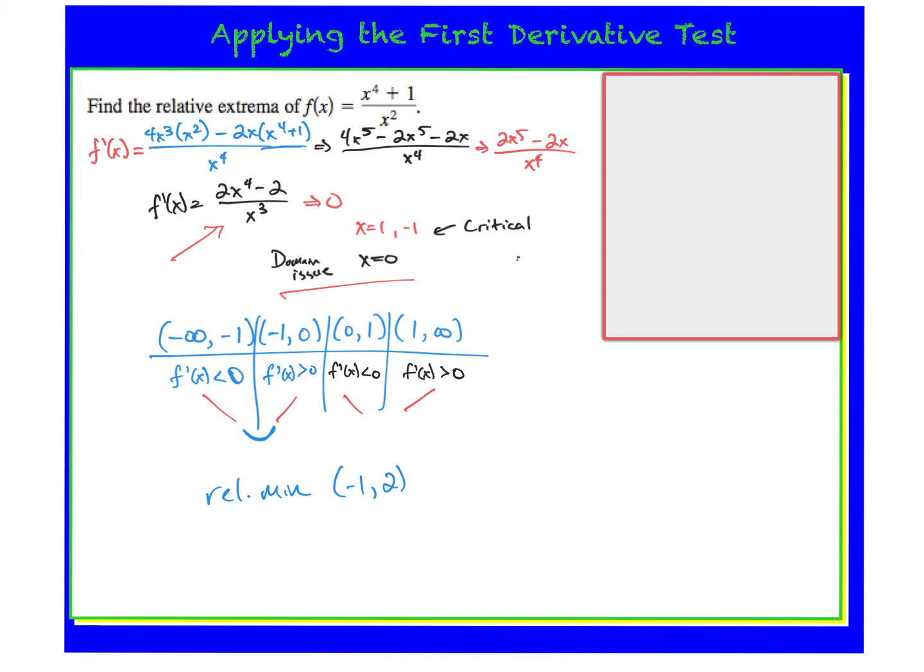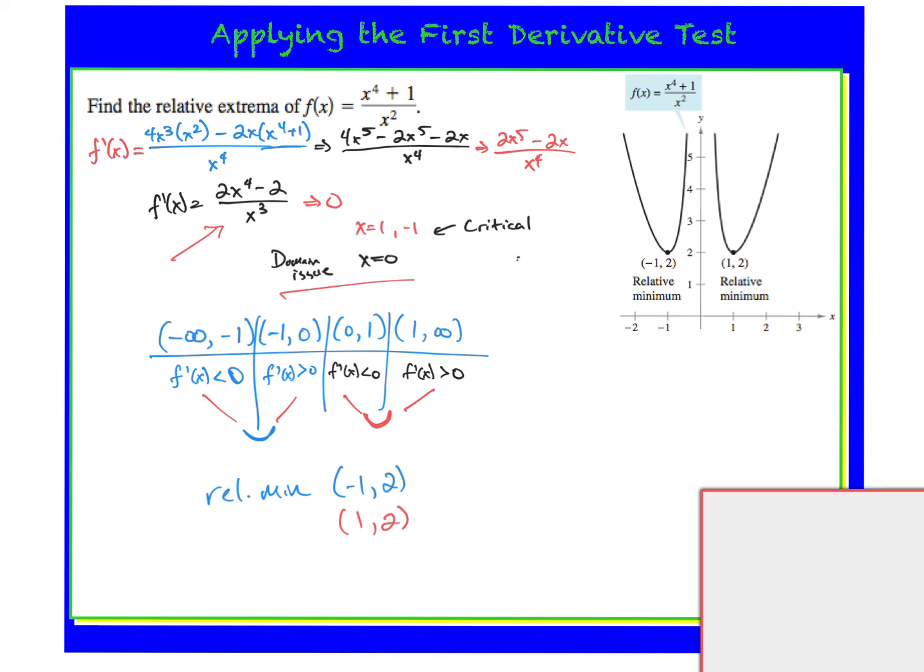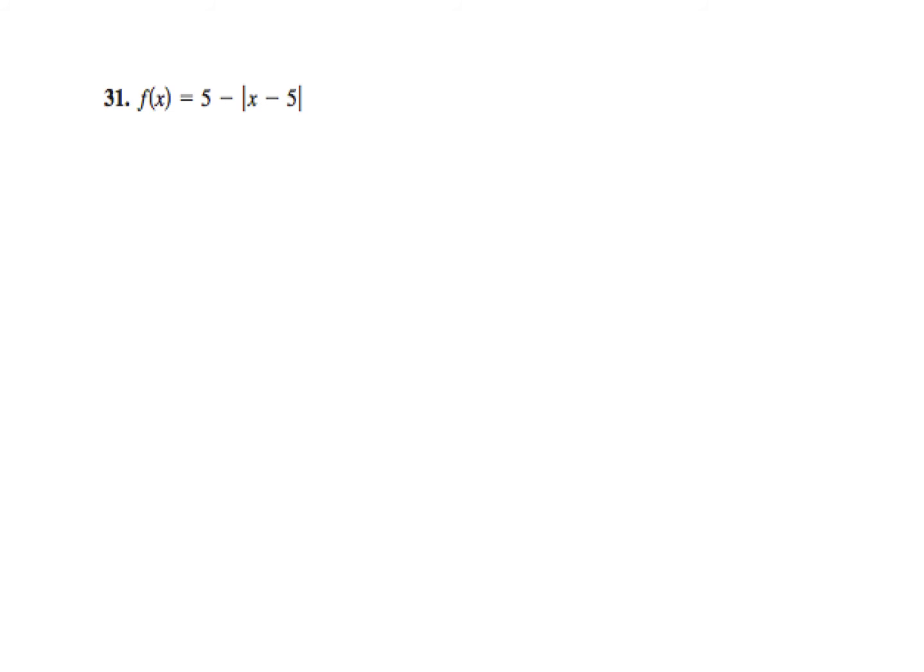Now, what's happening at 1? I have a relative minimum again. So I have a relative minimum at 1, comma 2 as well. All right. So do I have any relative maxes? No. All right. I have 2 relative minimums going there. See how that worked? All right. Fantastic. All right. Let's keep moving.